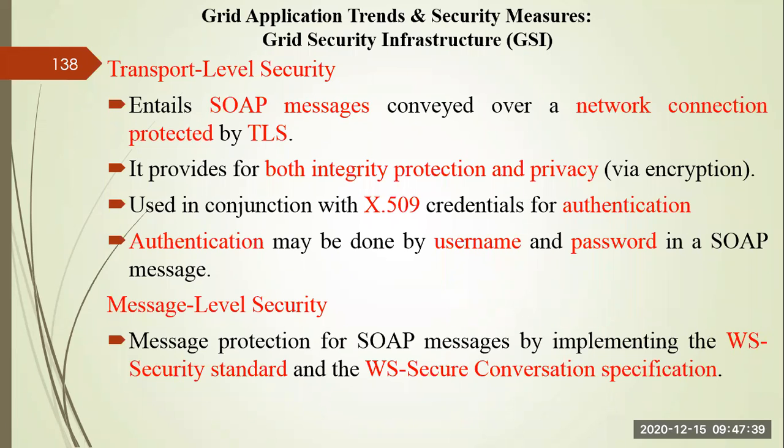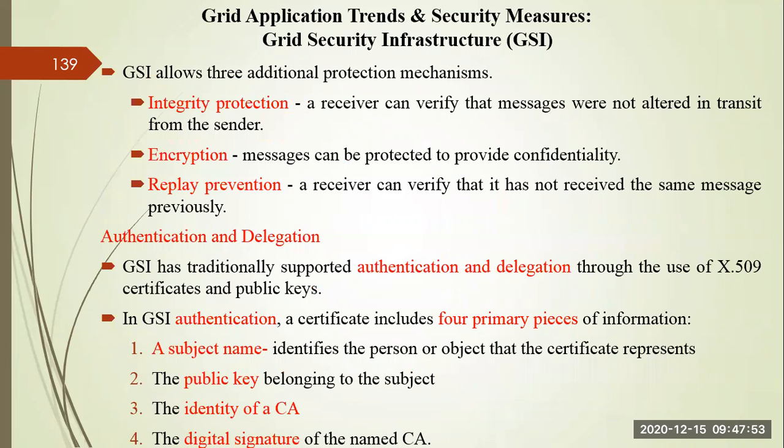But in message level security, you are using SOAP messages in order to communicate between two different entities. So the WS-Security standard and the WS-SecureConversation standard are providing you the message level security. Apart from that, GSI allows 3 additional protection mechanisms. That is integrity protection. Integrity says that a receiver can verify that messages were not altered in transit from the sender. While you are communicating a message from the sender, in between the message is not modified. Integrity is providing you that assurance.